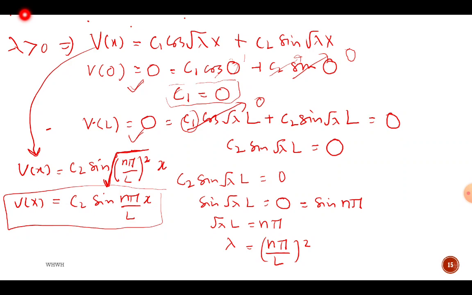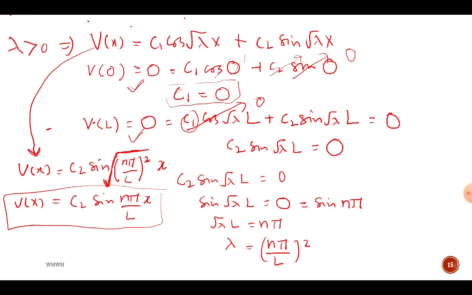Bukan kata bila dah dapat lambda more than 0 ni, it satisfies the boundary condition and the initial condition V0, VL, kita dapat, then we can stop. Okay, we don't have to check for lambda equals to 0 and less than 0. No, you still have to check, and we haven't come to the final step yet.